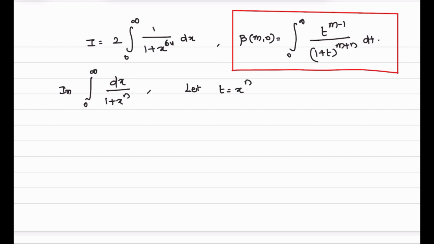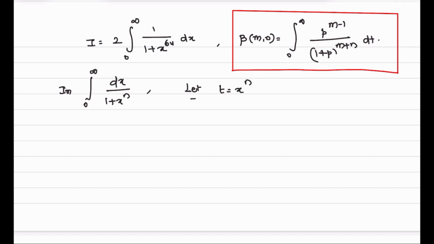It can be integral 0 to infinity of p to the power of m minus 1 divided by 1 plus p to the power of m plus n, some variable. We will remove the t here so that you should not get confused with this t, and this is for definition purpose. Don't worry about the letters.